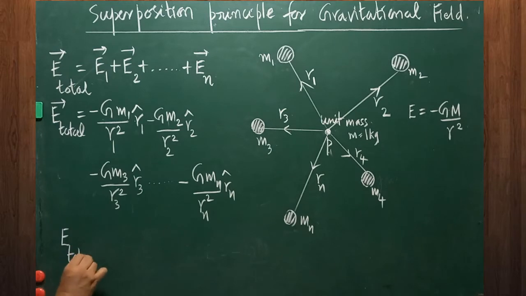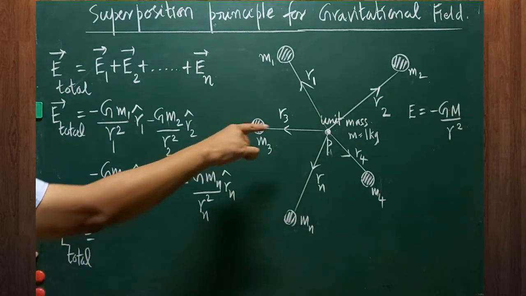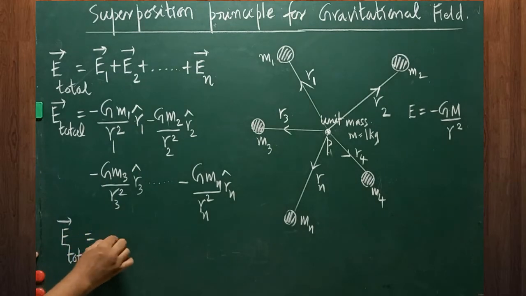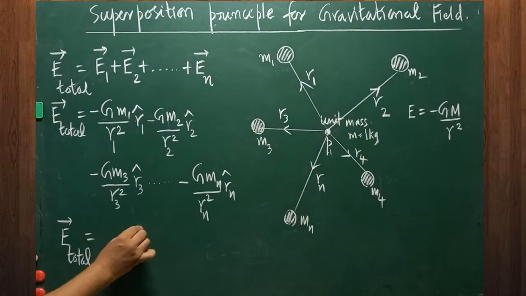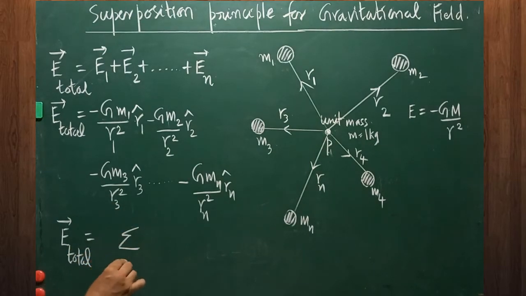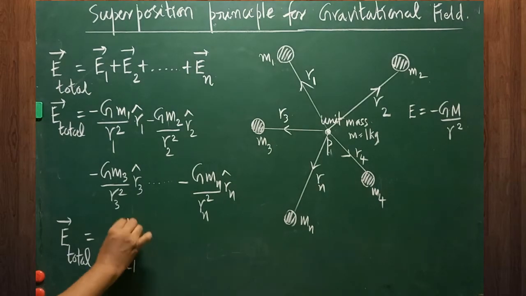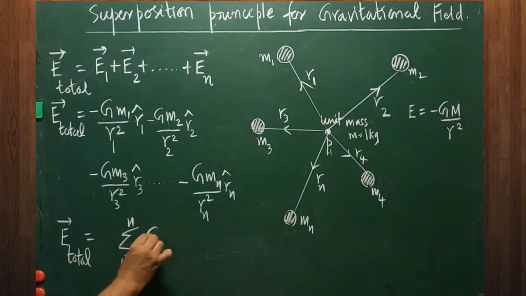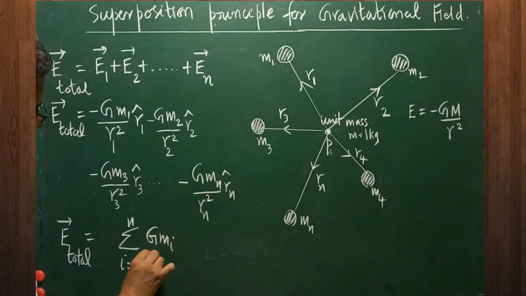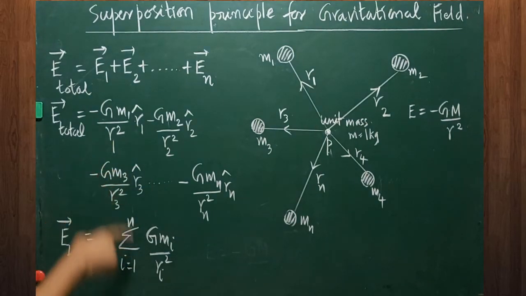So finally, the total gravitational field experienced by the unit mass which is kept at point P can be calculated by summating the values. How can it be written? Here, sigma i equals 1 to n, and it can be simply written as G Mi divided by Ri square. In that format we have to write, because everything is summated. The first value starts from 1, the last value ends with n.